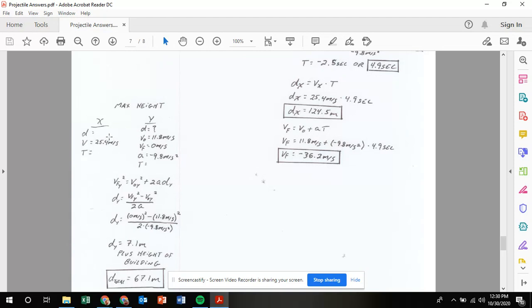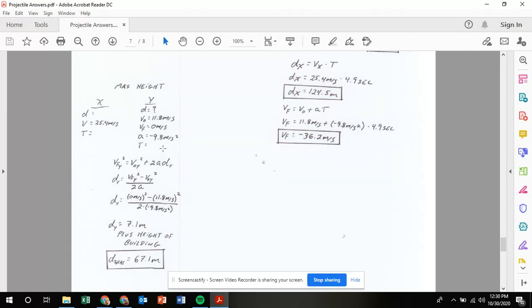Again, we know the initial velocities are the same. X is 25.4, y is 11.8. Now final velocity is 0 at the maximum height. Acceleration is always negative 9.8 meters per second squared. And we're trying to find how high this thing goes, so d in the y direction is our question mark. We don't know how long it takes to get to the maximum height, so we're going to use the equation without time, which is this fourth equation, vf squared equals v naught squared plus 2ad.